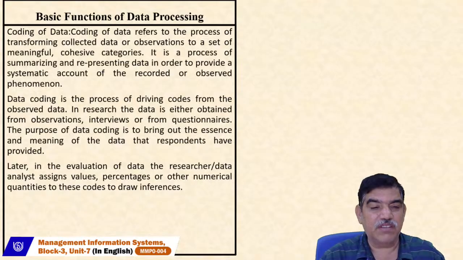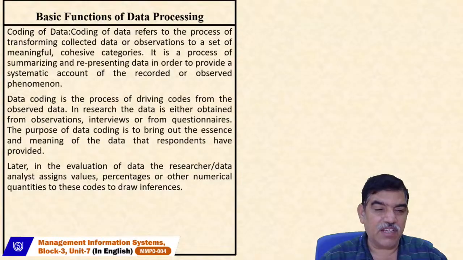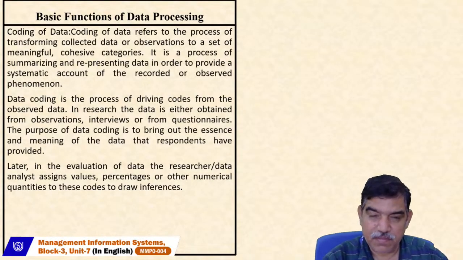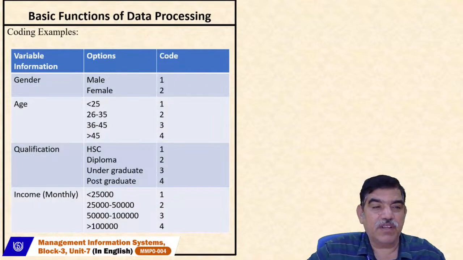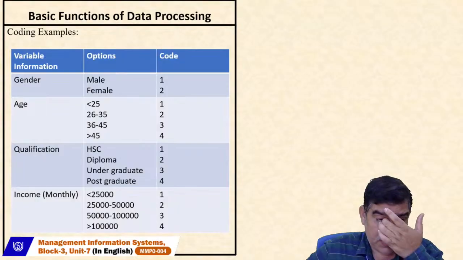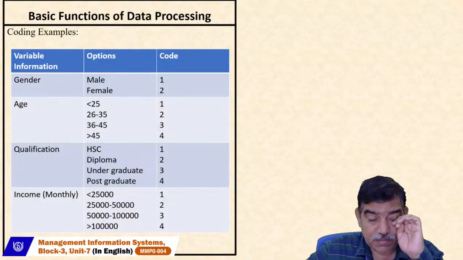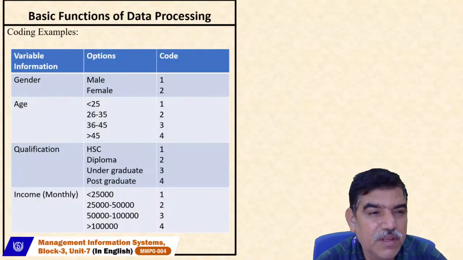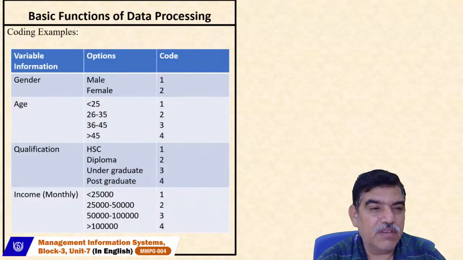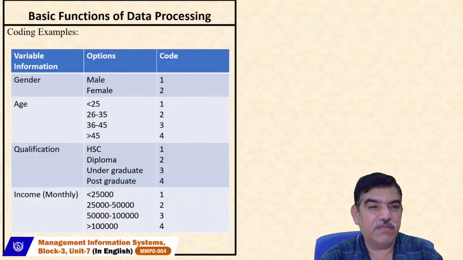Then the last one: later, in the evaluation of data, the researcher or data analyst again assigns values, percentages, or other numerical quantities to their codes to draw inference. So this is one example of coding of data. I am preparing a table here: variable information, option, and code. Under variable information, the first one is gender, then age, qualification.